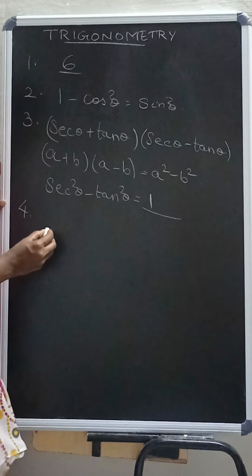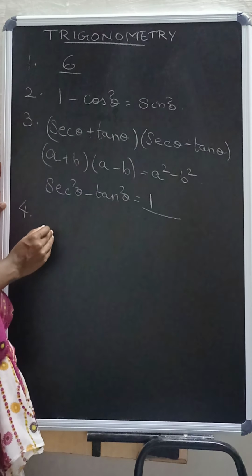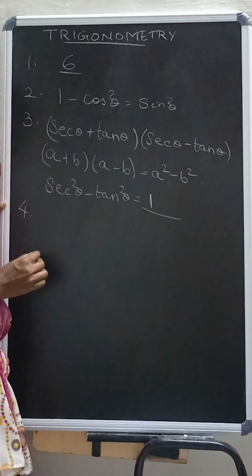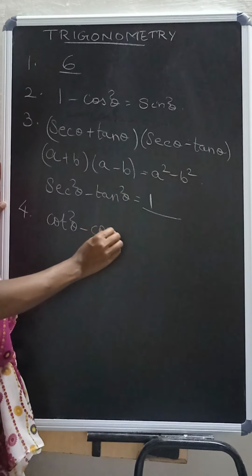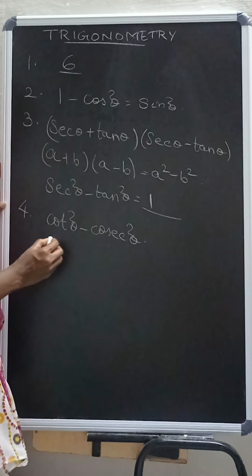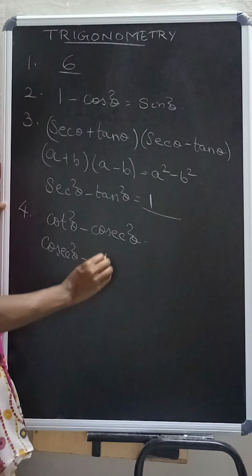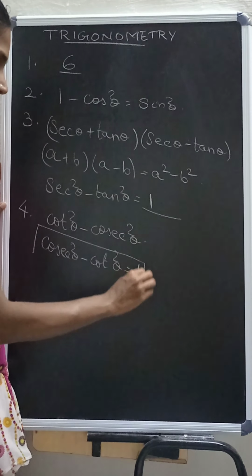Fourth one. Cot theta plus cosecant theta into cot theta minus cosecant theta. Same thing. A plus b into a minus b is equal to a square minus b square. So cot square theta minus cosecant square theta. But what do we have in the identity? Cosecant square theta minus cot square theta is equal to 1.